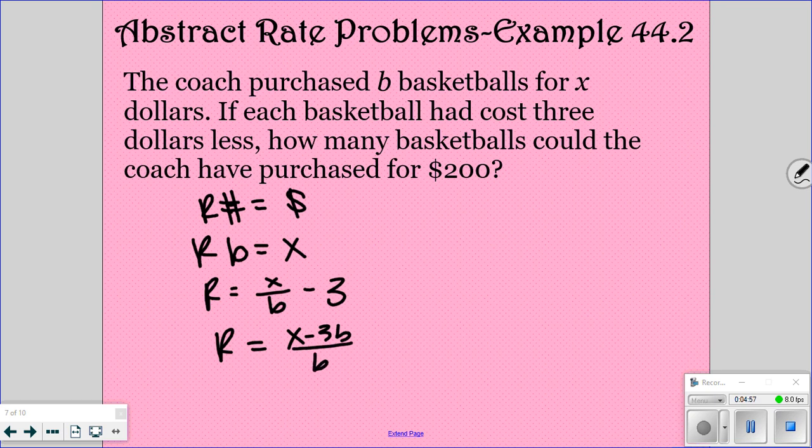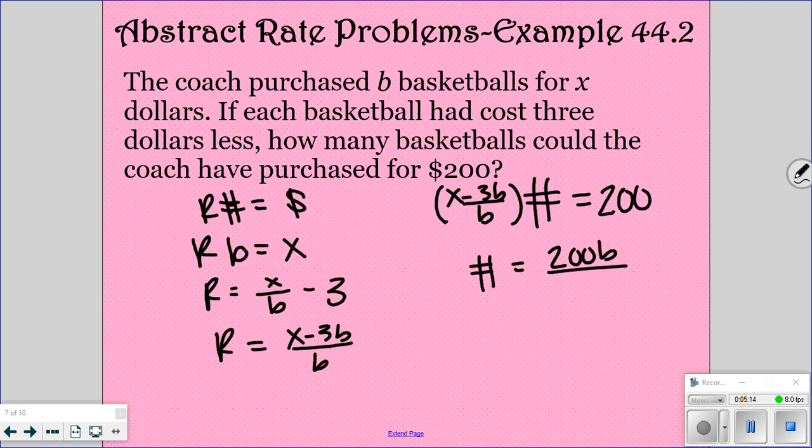And then it says how many basketballs could we have purchased for $200? So our rate was X minus 3B over B. We don't know how many we can purchase, but we know that we can spend $200. So if you multiply by the reciprocal, you'll get 200B over X minus 3B, and that would be the number of basketballs you could get. So depending on the information, that's going to determine whether you use your rate here and change it, or if we had gone back up to the X and subtracted the 3.